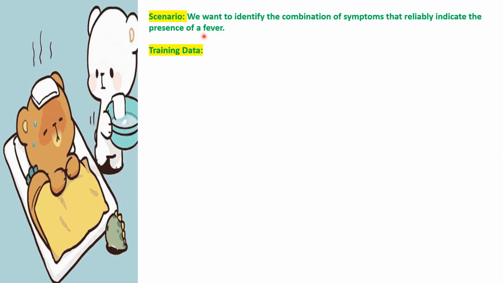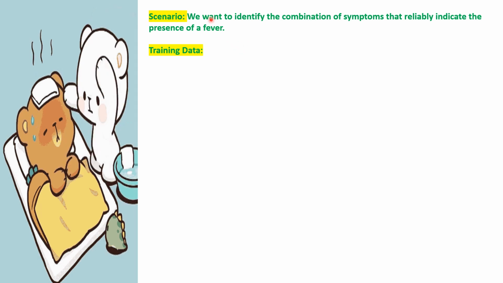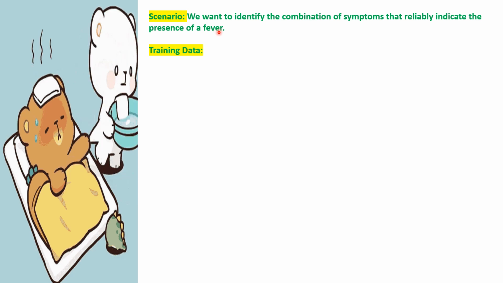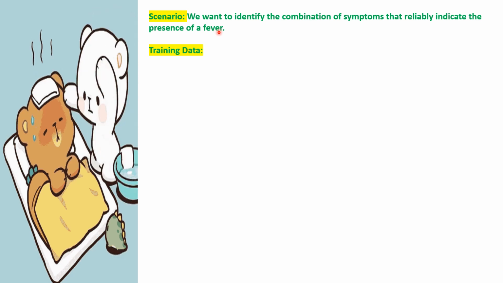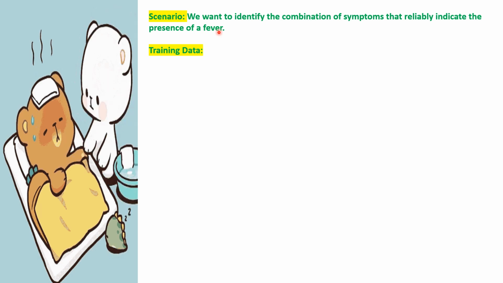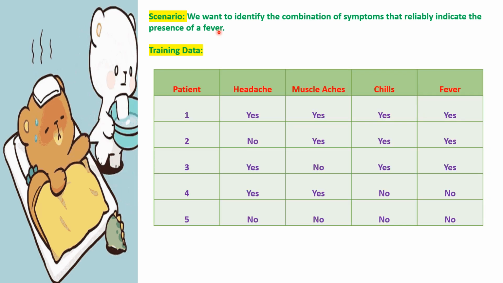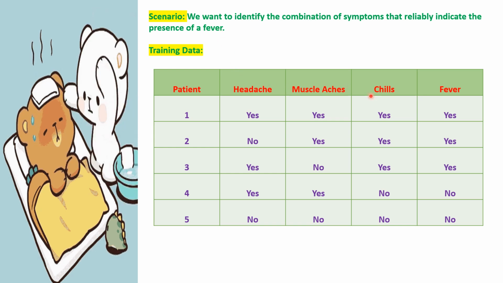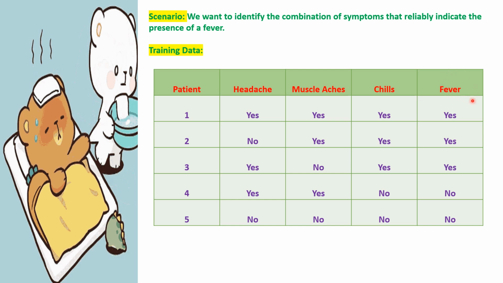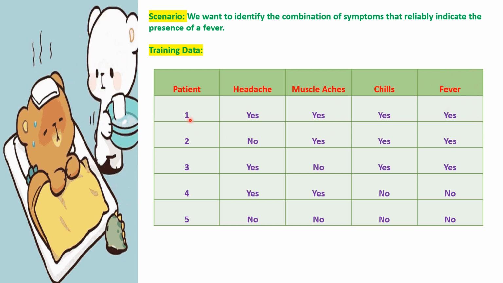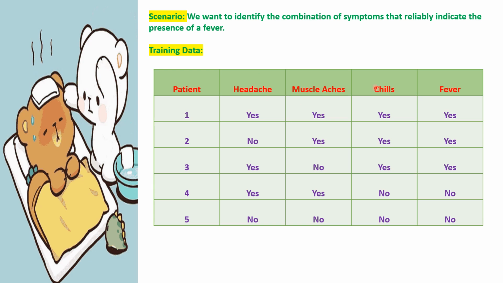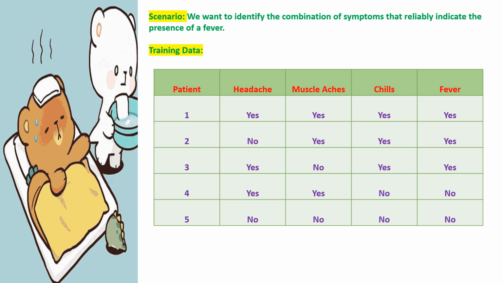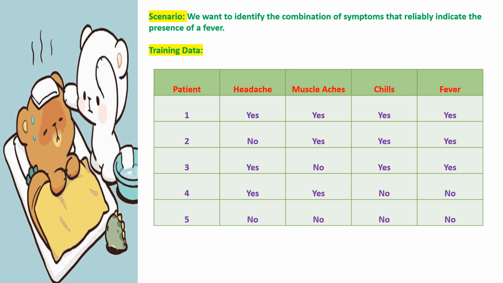So here is an example for Find-S algorithm. The given task is that we want to identify the combination of symptoms that reliably indicate the presence of a fever. So you have to identify which symptom contributes maximally to predicting whether it is a fever or not. The training data consists of 3 different features: headache, muscle aches, chills. These are the 3 features which contribute to identifying whether the particular patient is suffering from fever or not. We have been given 5 different patients' data in order to learn the model. So let's see how the machine will learn from this data using Find-S algorithm.